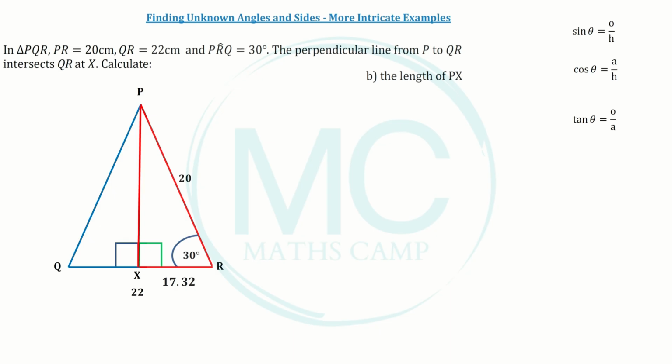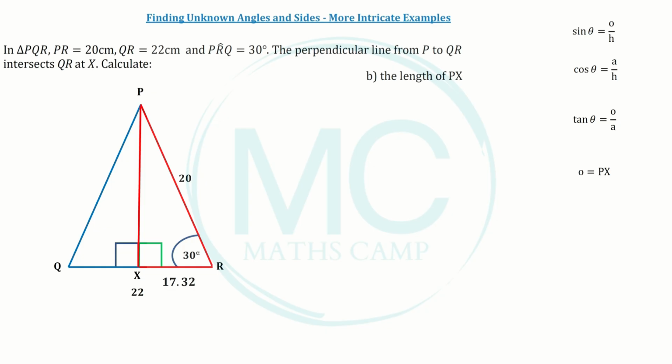Calculate the length of PX. Now in our triangle PXR, if we draw a line from the 30-degree angle, we can see that PX is our opposite side. So let's make a note of this over here. And we say O is equal to PX. Now we have an angle and another two known sides. So we can use trigonometry to find the length of PX.